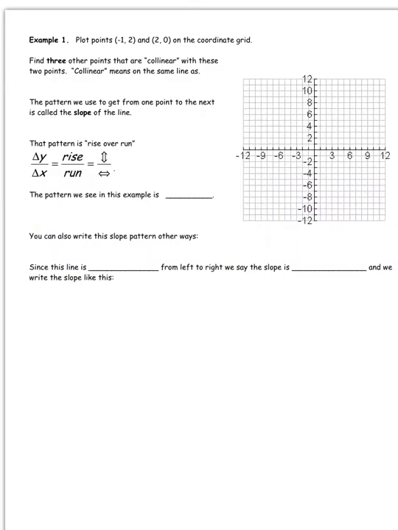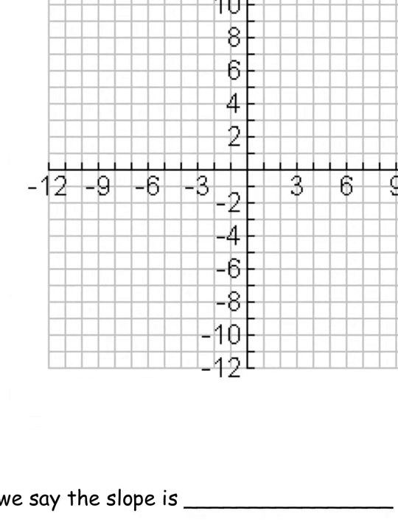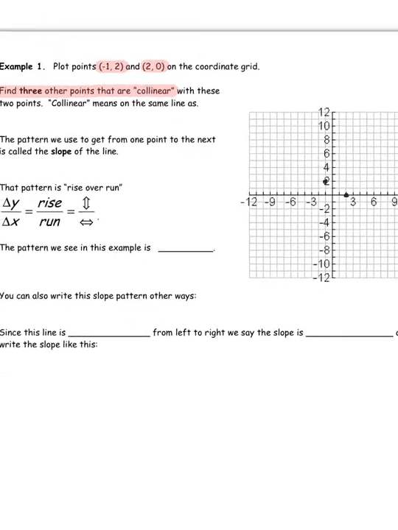Alright, so our next topic, example 1, is how to start with points. Our 2 points we're starting with are -1, 2, and 2, 0, and we need to find other points that are collinear. So the first thing we're going to do is plot these points that we're starting with. So I'm going to go to my graph and plot -1, 2, and 2, 0. So there's my two starting points.